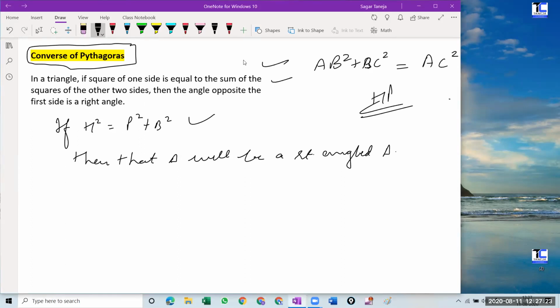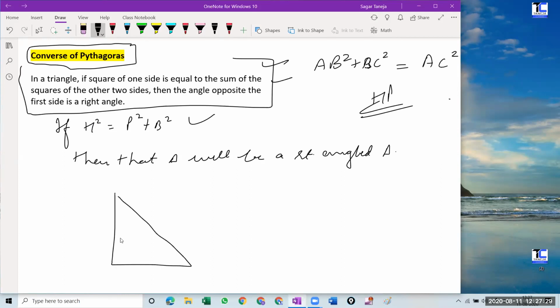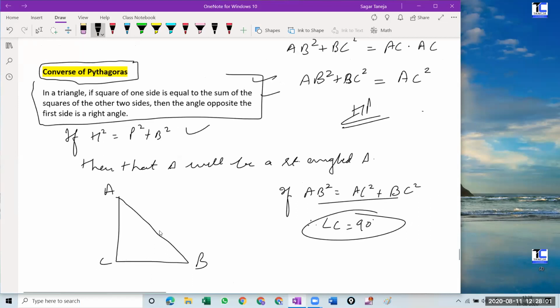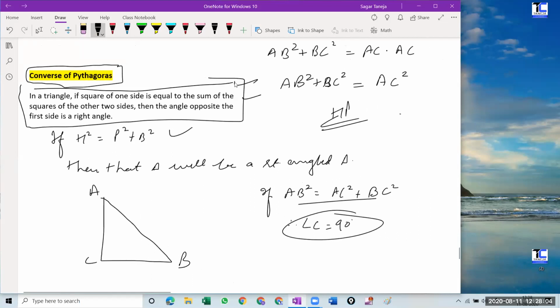Just write in your notebook that this is the converse of Pythagoras. In a right angle triangle, if AB square, this hypotenuse, is equal to AC square plus BC square, and this will be given in advance in the question, it means angle C is 90 degrees. Simple. This is only the converse of Pythagoras. You can write this, else nothing to write.